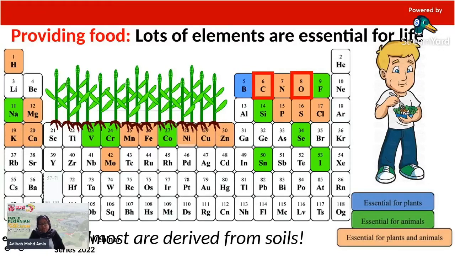Okay, this is why we need to conserve and preserve our soil, because it is where life started. Our source of nutrients for our food, which is plants, starts from the soil.